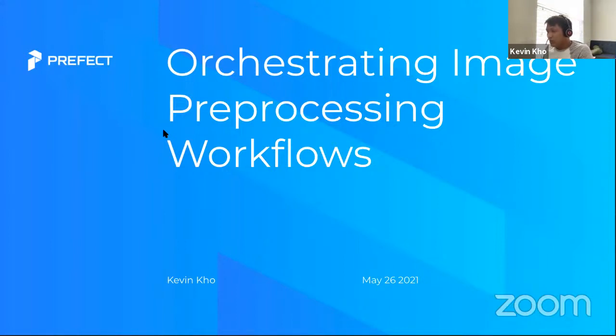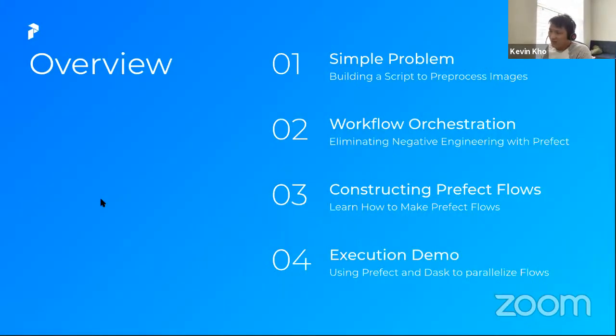So today I'll be talking about orchestrating image pre-processing workflows with Prefect and Label Studio. The full title didn't fit. So to start off, explaining what Prefect does, first we're going to start building a simple script that helps us pre-process images. What we're going to do is just get images from one S3 bucket, run some transformations, and then upload it to another S3 bucket.